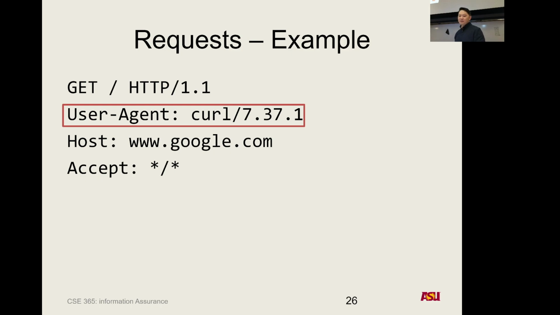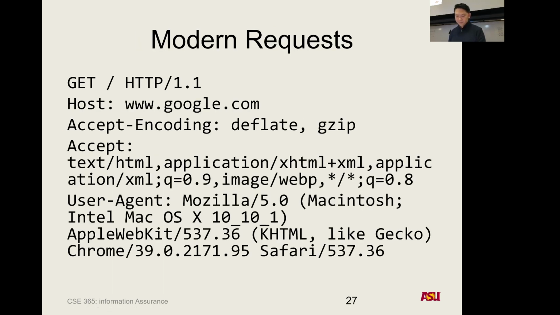So this is the user agent information. In this case, they do not use a web browser. They use some other tools, command line based tools, curl, right? And the version information, 7. And the host name is the target host information, the server. Accept: I accept all types of media.